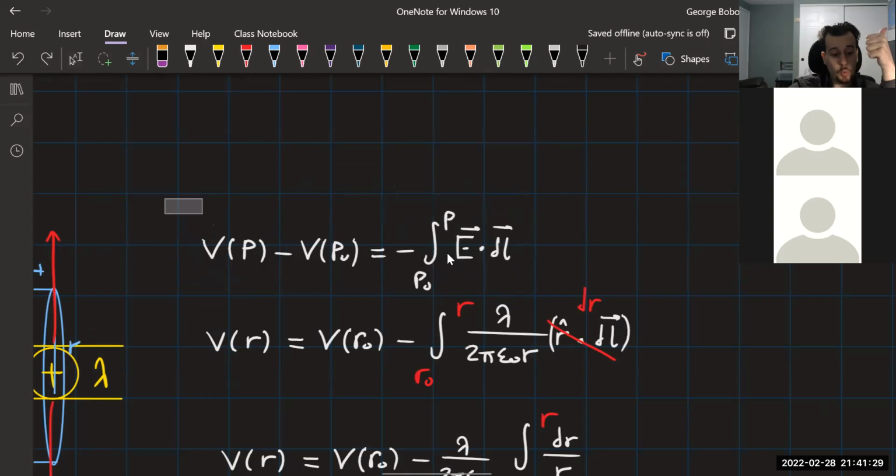So step number 1 is to write it. Step number 2 is to see if this needs to be broken into more than one integral. Remember that, because going from P naught to P might involve a switch of electric fields. So plan your trip out, see what electric fields you traverse, break this integral into the appropriate number of integrals. Straightforward stuff.